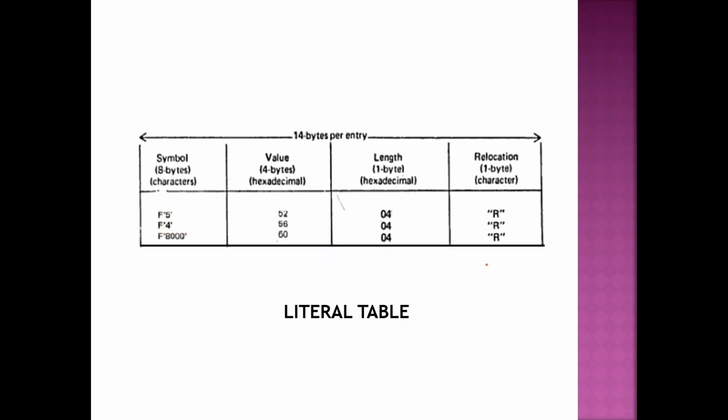The next one is the literal table. The literal table is the same as the symbol table. There's no change here. Only one thing you have to correct: it has to be literal. It's going to be 8 bytes. What do you mean by literal? I told you in the first program, instead of giving FOUR, you can give it as equal to F4. That is a literal.